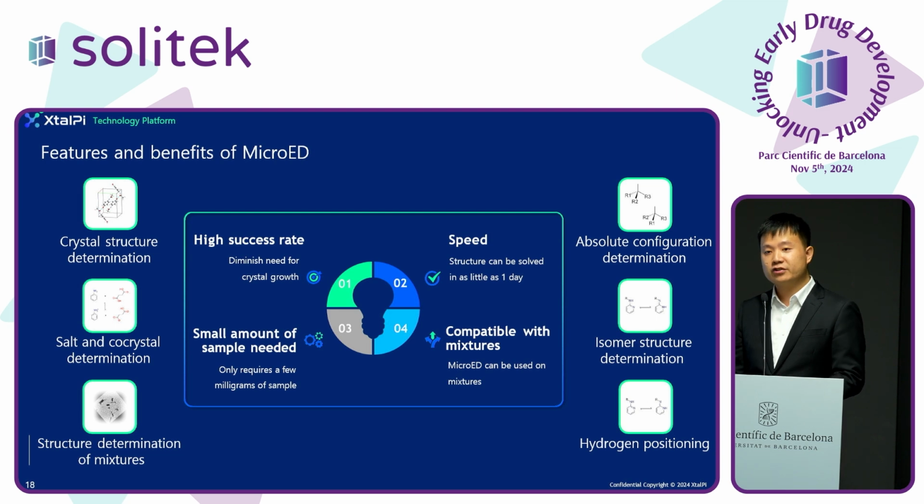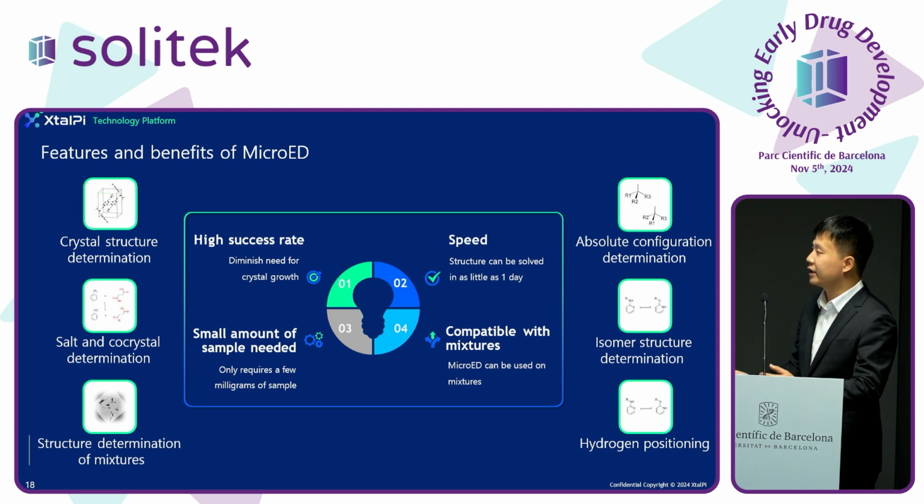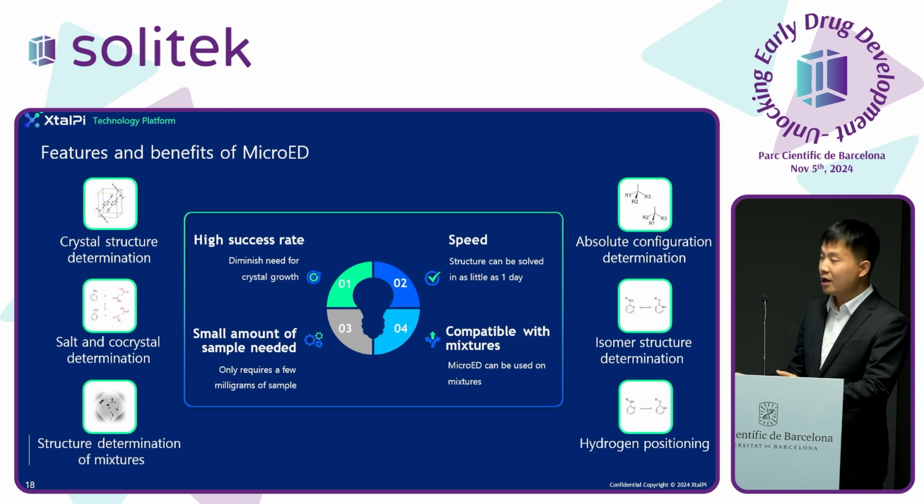Here are some features and advantages of using MicroED. First, it can be used for crystal structure determination. It can be used for salt and co-crystal determination, because the hydrogen atom is very sensitive to the electron beam. It can also be used for structure determination of mixtures, which gives it a huge advantage in formulation study. And it can also be used for absolute configuration determination. When you have only a limited sample, say 10 milligrams, and you want to know the absolute configuration, then this would definitely be the technology you should try first.